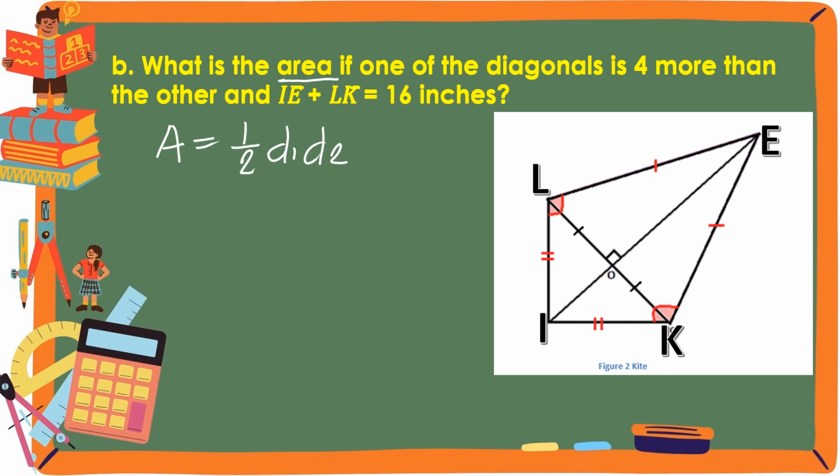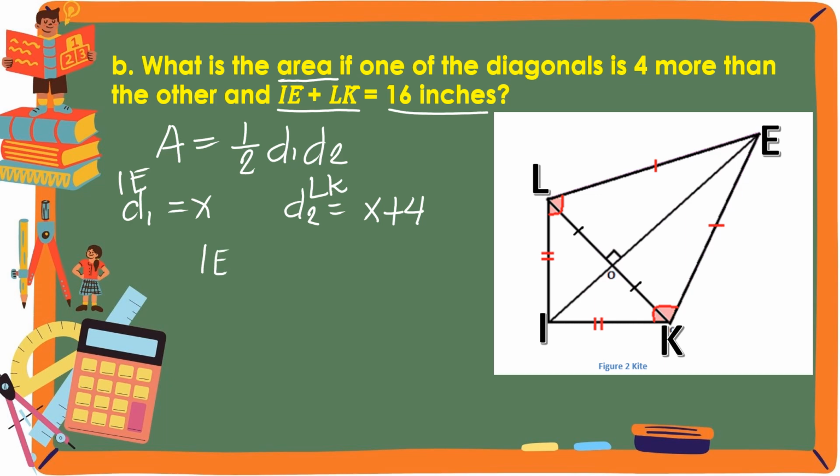So, naka-mention dyan na one diagonal is 4. So, maglagay natin D1 and D2. So, let's say si D1 yung X. Sabi, one of the diagonals is 4 more than the other. Ang other natin is yung D1. So, X siya. Then, when you add daw IE and LK, that is 16 inches. So, yung ating IE, si D1, at yung ating LK siya si D2. So, pag in-add daw natin, IE plus LK ay equal sa 16.